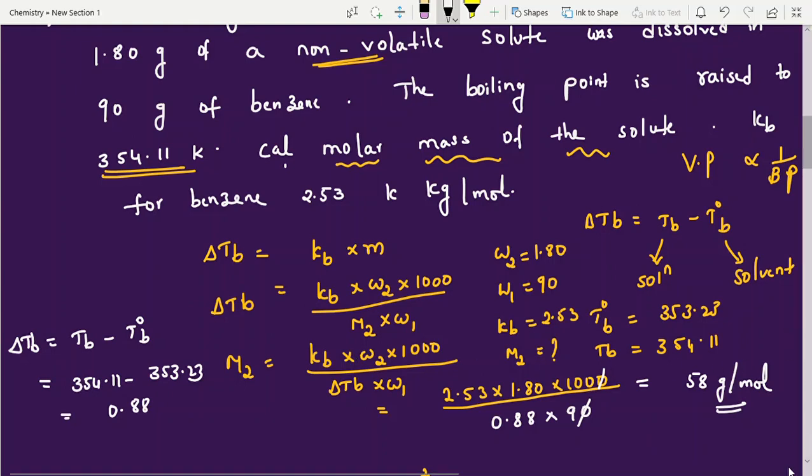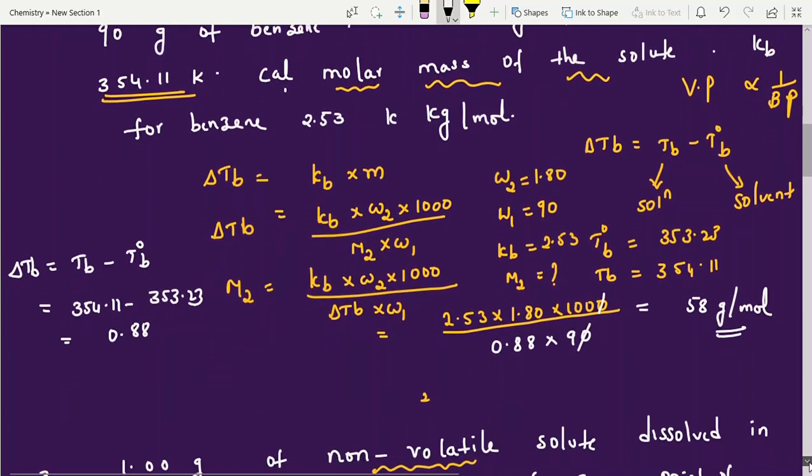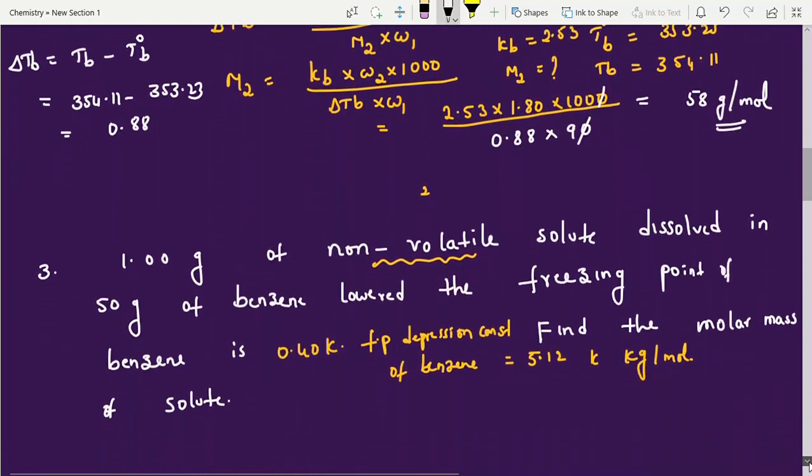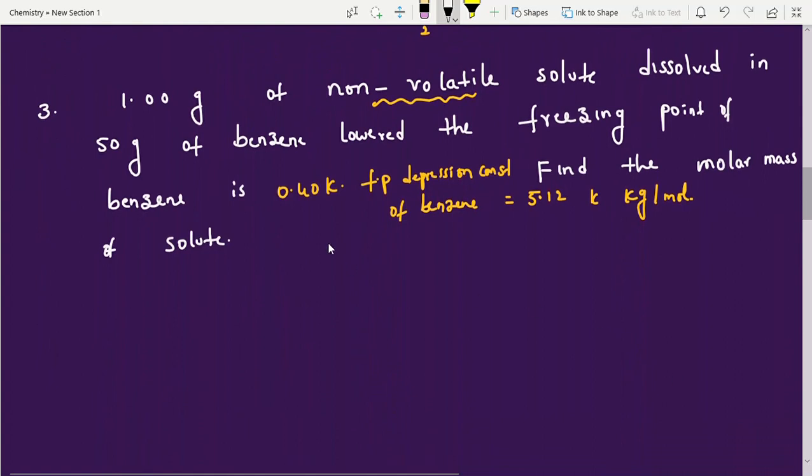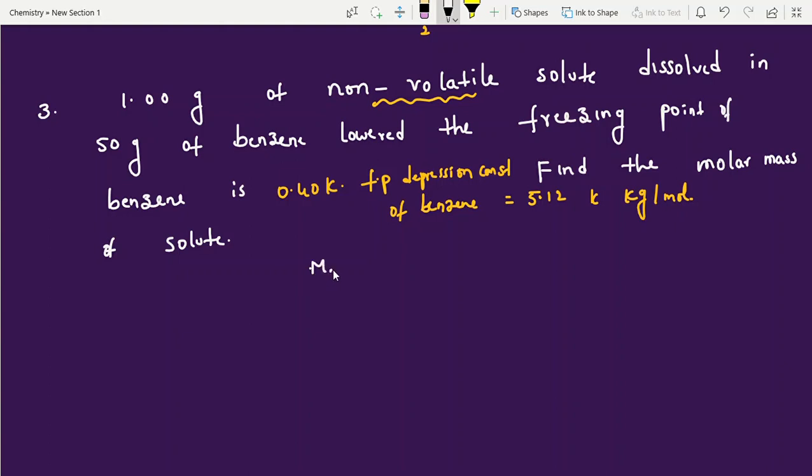Okay. Now next one. Depression in freezing point. See, 1 gram of non-volatile solute dissolved in 50 grams of benzene lowered the freezing point of benzene by 0.40 Kelvin. Freezing point depression constant of benzene is 5.12 Kelvin kilogram per mole. Only units also they will ask sometimes. What are the units for depression in freezing point and elevation in boiling point constants? Kelvin kilogram per mole. Find the molecular mass of solute. Here also they are asking molecular mass of solute.